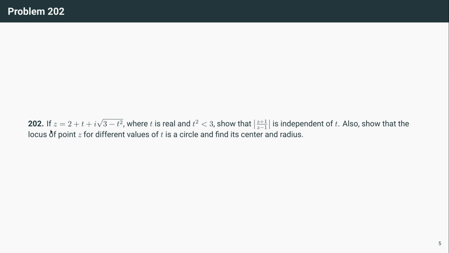Problem 202 says that if z is equal to 2 plus t plus i square root of 3 minus t square, where t is real and t square is less than 3, show that mod of (z plus 1) by (z minus 1) is independent of t. Also show that the locus of point z for different values of t is a circle and find its center and radius.